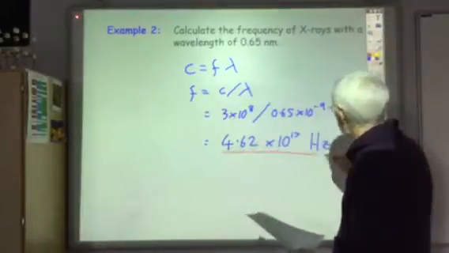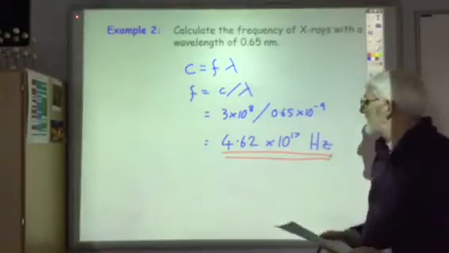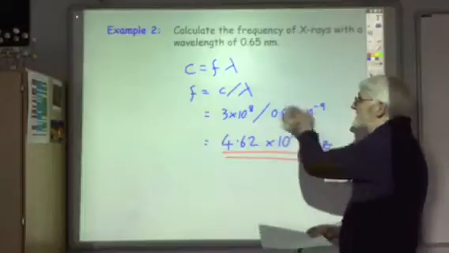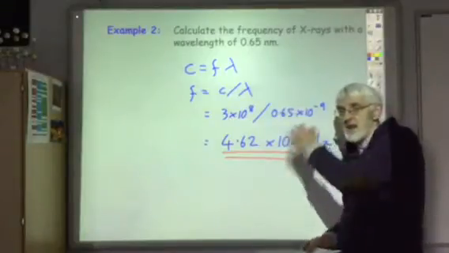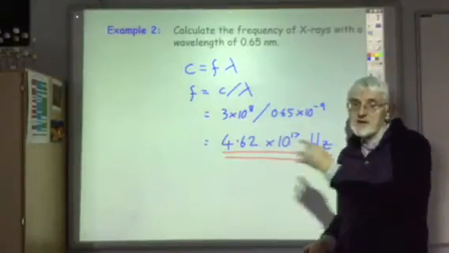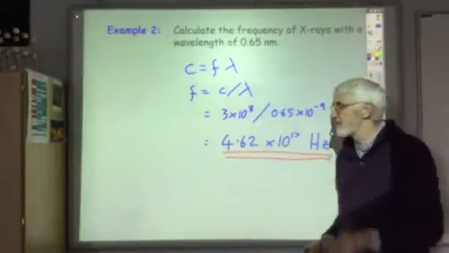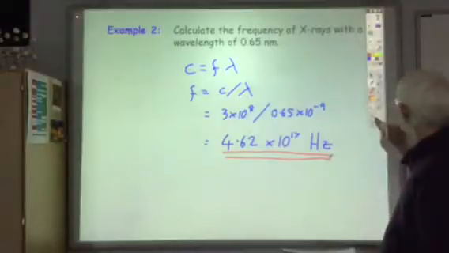So it's quite straightforward. The main mistake you're going to make is leaving the wavelength in nanometers or not converting it to nanometers depending on the question. So really be aware of that unit.